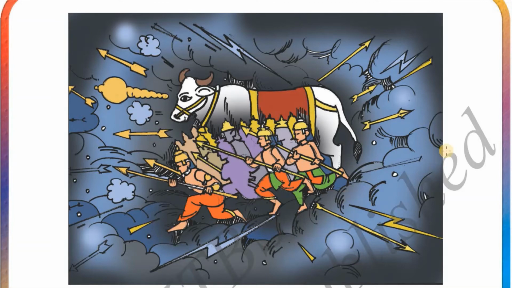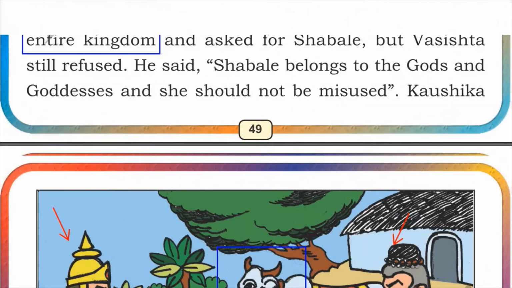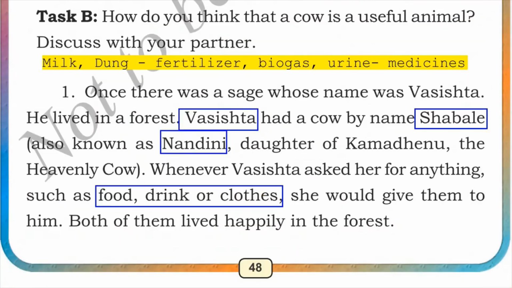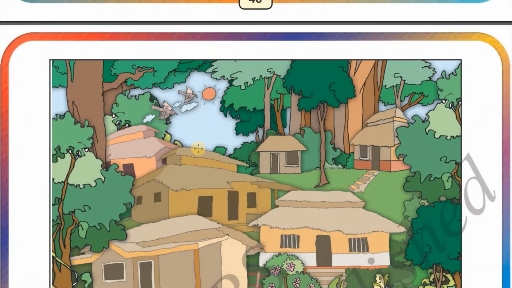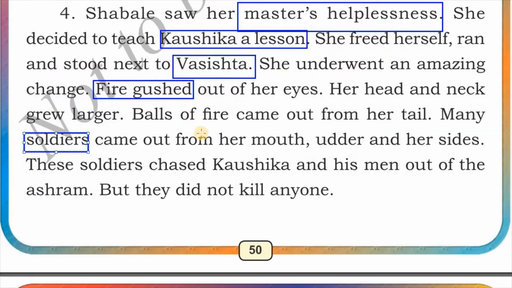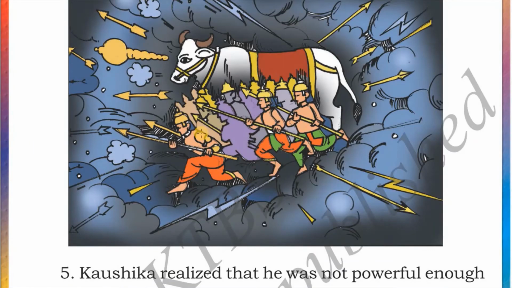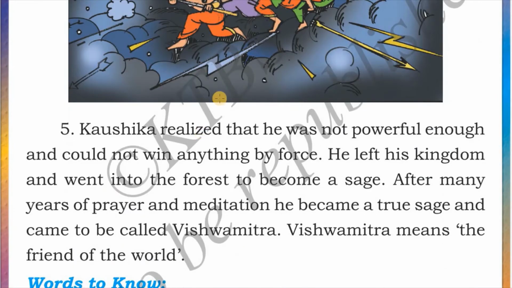The answer is, there are actually two answers. Shabale is also known as Sabala and Nandini. So the other names for Shabale are Sabala and Nandini. Let's get back to the lesson.